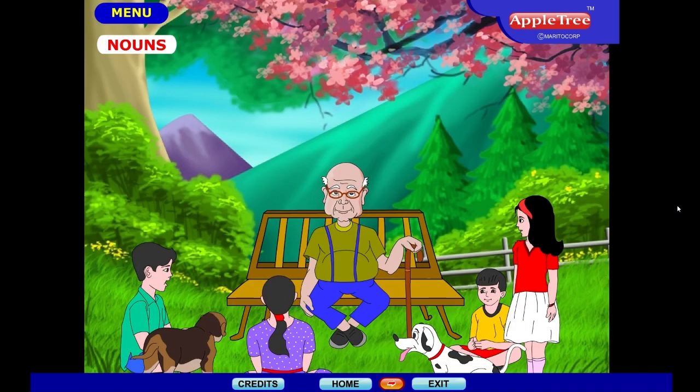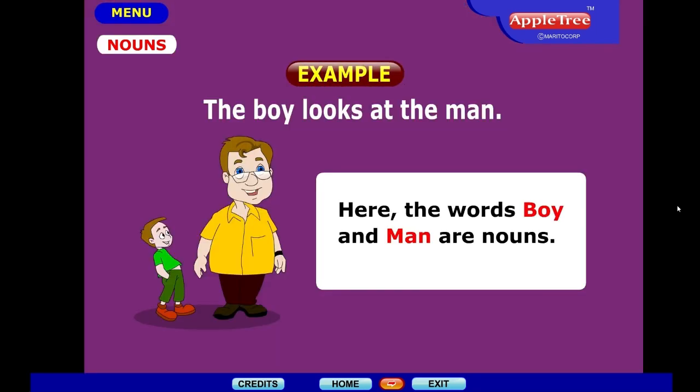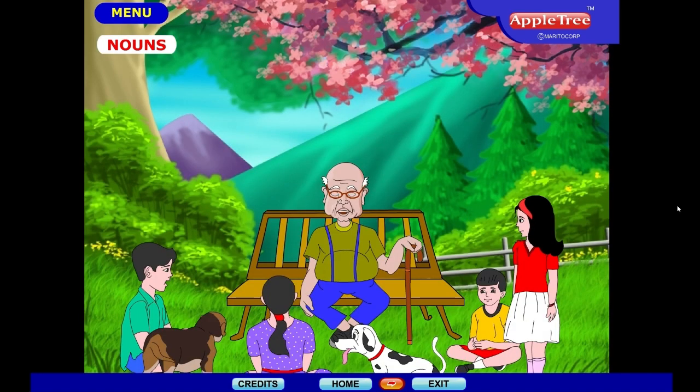Grandpa, can I give another example for noun? Sure, dear, you can. For example, take this sentence. The boy looks at the man. Here, the words boy and man are nouns. It is really wonderful, dear.